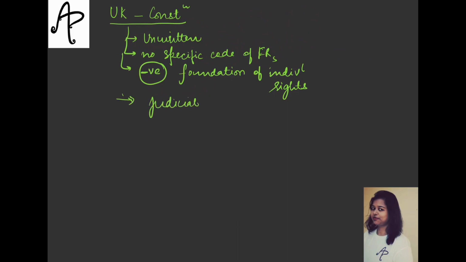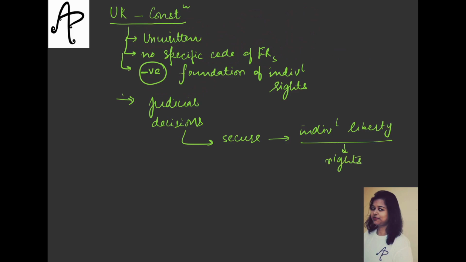ठीक है, जुडिशियल डिसीजंस जो हैं वो क्या करते हैं, सिक्योर करते हैं किसको, इंडिविजुअल की लिबर्टी को. और लिबर्टी सिक्योर हो जाती है तो आपका राइट्स भी सिक्योर हो जाता है. ठीक है, तो if in any case, let's say the cases which are brought before the court, the judiciary will decide and secure the individual liberty and the rights, and the individual is again good to go ahead. So here the judiciary will act as the guardian of rights, and the courts will have full power to protect the individual against the executive tyranny.